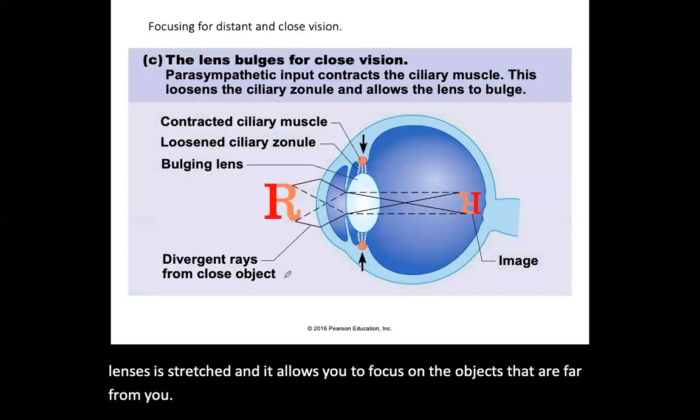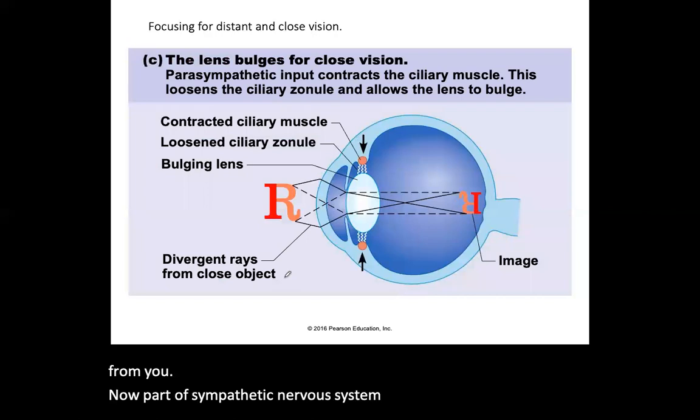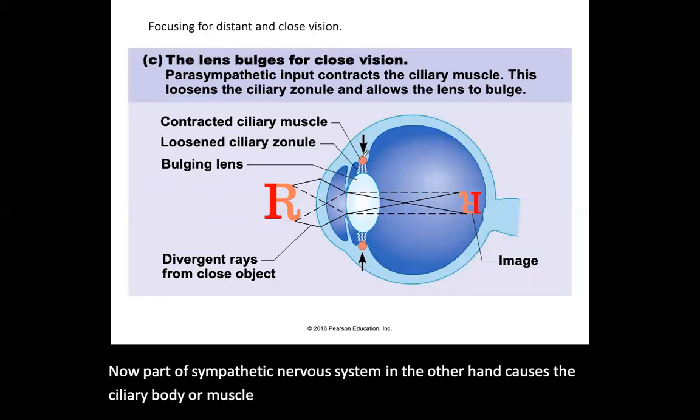Now, the parasympathetic nervous system, on the other hand, causes the ciliary body or muscle to contract, which allows the suspensory ligaments to become loosened.